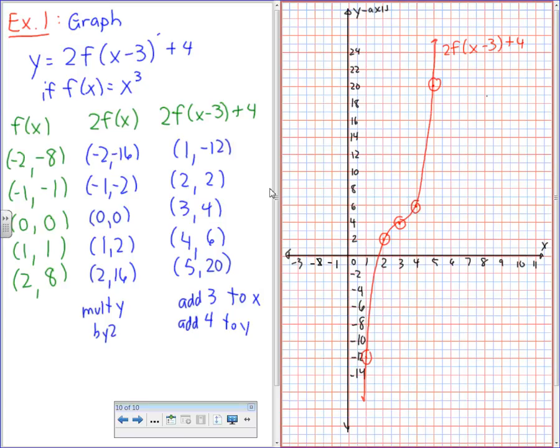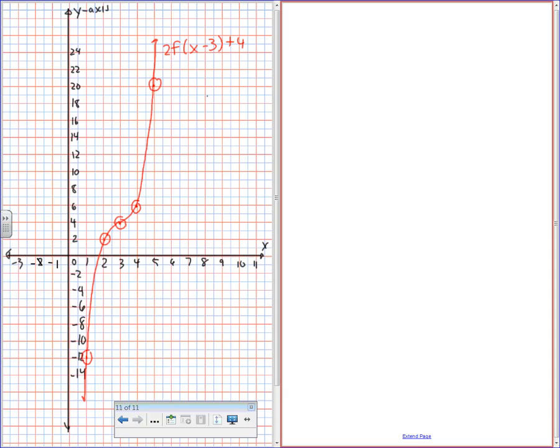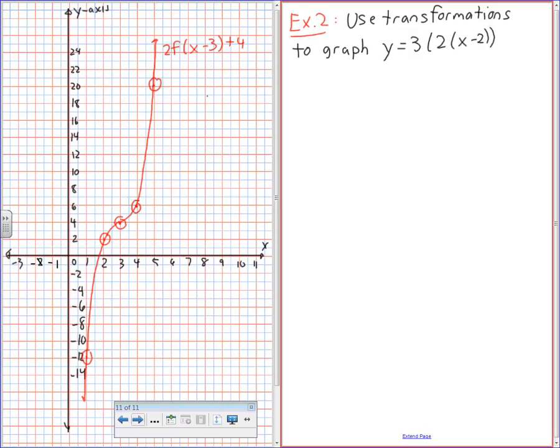Example 2. Use transformations to graph y equals 3 times (2x minus 2) to the 4 minus 1.